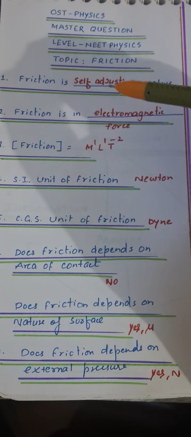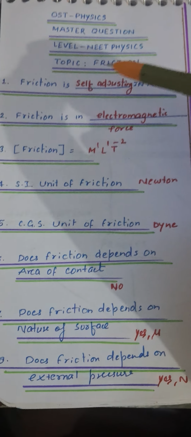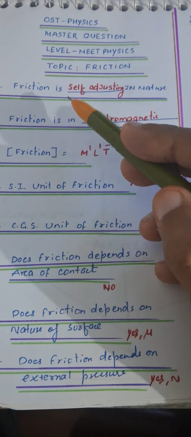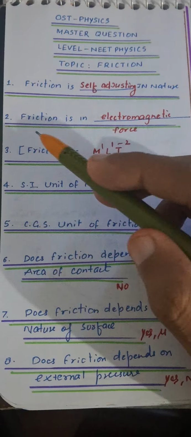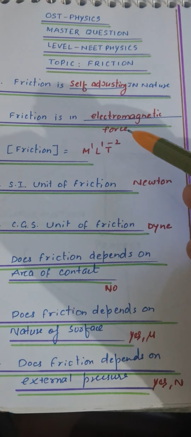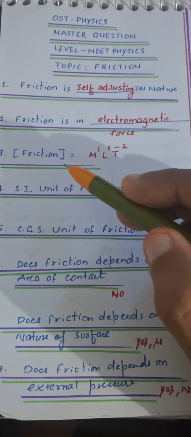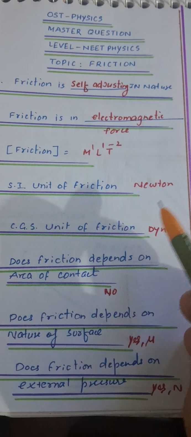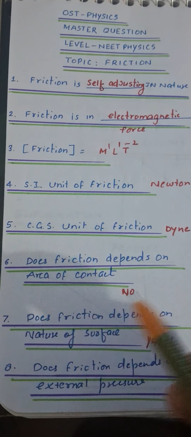I'll discuss a master question today on NEET physics. The topic is friction. So let's begin with the questions. First, friction is self-adjusting in nature. Second, friction is an electromagnetic force. Then the dimension of friction is the same as that of force, M1 L1 T minus 2. Then we have the SI unit of friction as Newton, and the CGS unit being Dyne.